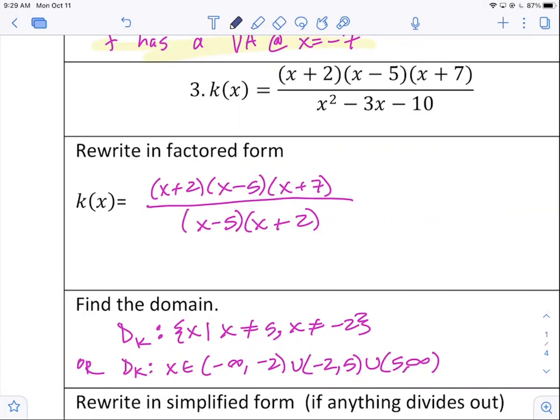What are the two values that make the denominator 0? X equals 5, x equals -2. So x cannot equal those. That's the domain. Therefore, those are discontinuities. And therefore, either one of those may or may not be holes or VAs. They're independent of each other. You can have a function that has only vertical asymptotes, one that has only holes, and one that has a combination of both. There's really no limit.